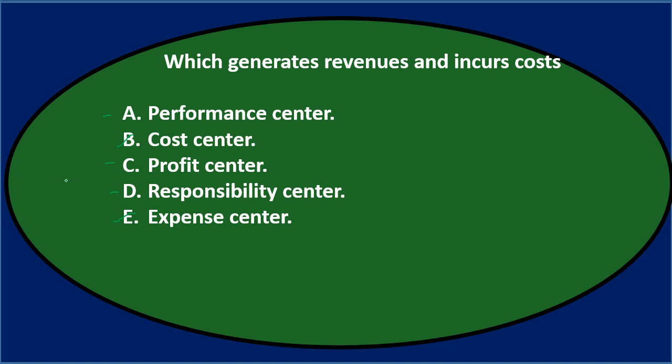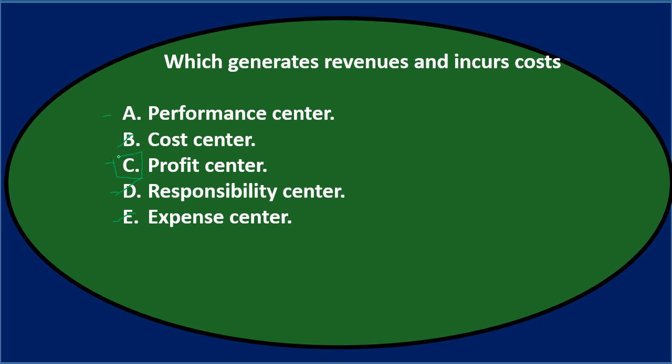Go through it again. Which generates revenues and incurs costs? Either A, performance center, C, profit center, or D, responsibility center. Now, D is basically the overarching responsibility accounting. It's not really a center, although we can say each center has some type of responsibility over something. A is a generic term. Generally we're naming the centers a profit center, a cost center, and an investment center. So the profit center is going to be the one here.